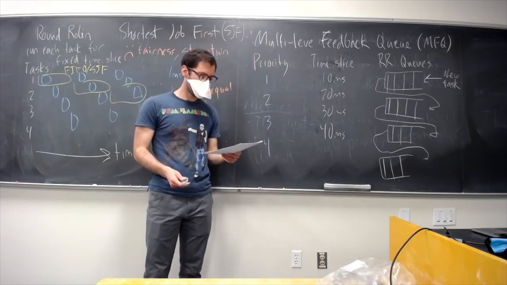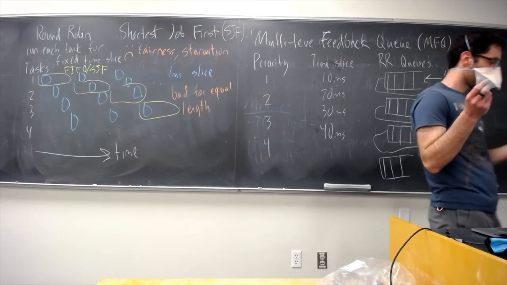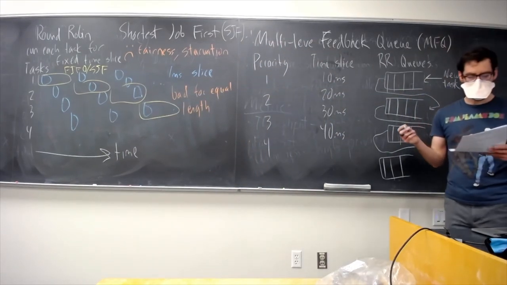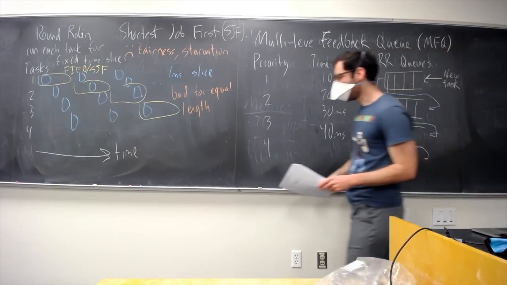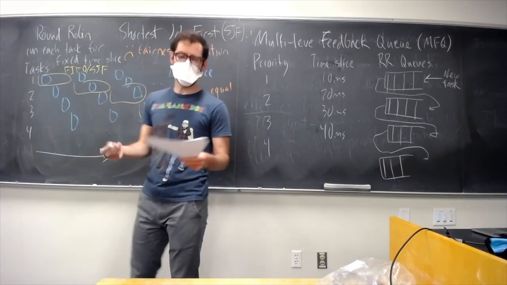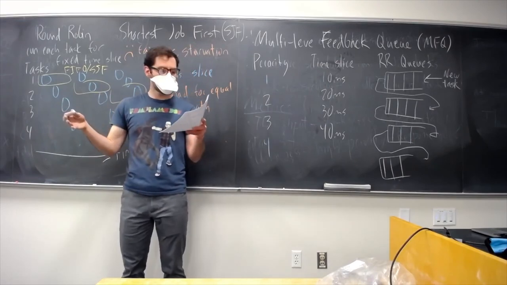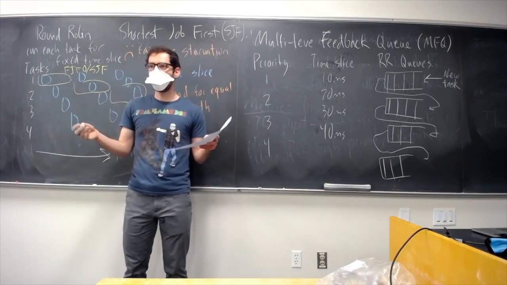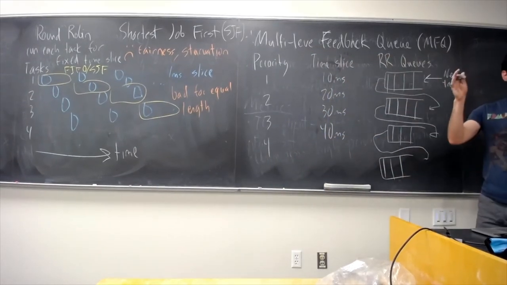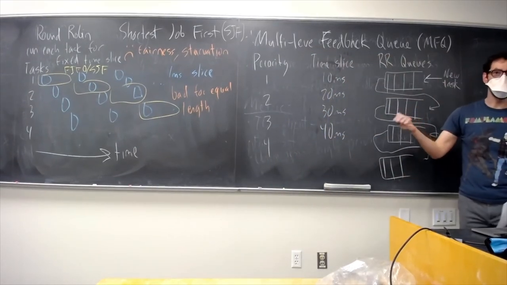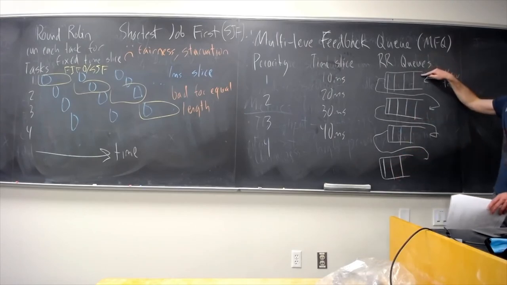How do you prevent starvation if you're always running everything in the 10 millisecond queue? Yes, that is an issue. The solution that's proposed in the reading is that after some time period you pick, kind of like our clock interrupt but probably longer, at the end of that period, everything in the lowest queue is moved back up to the top.